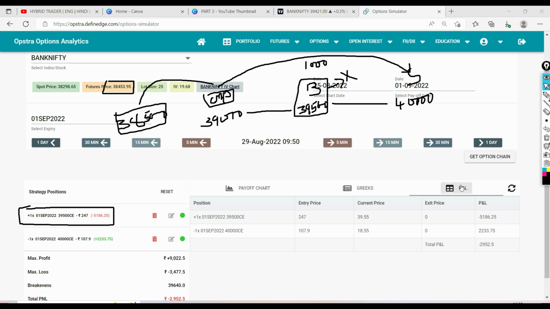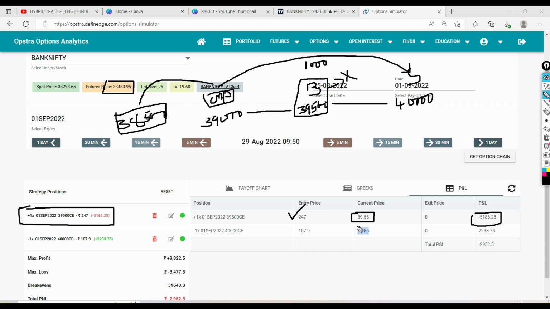So for me to convert this to strangle, let me check this price. Your sold price 40,000, we sold it for 107. Now it is standing at 18 rupees. Stay with me, friend. Try to understand. We are exiting this leg. We bought it for 247. We are exiting at 39,000. We are exiting with a loss of 5,186. That's it. Now, if I want to convert this back to strangle, we already have a CE position at a premium of 18 rupees.